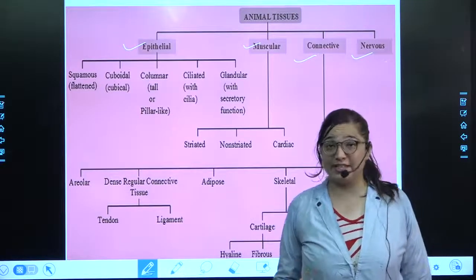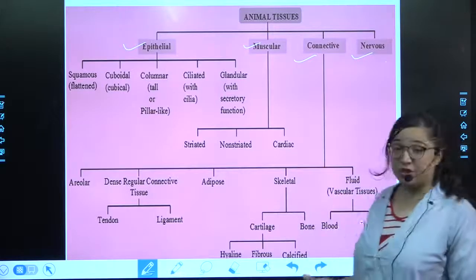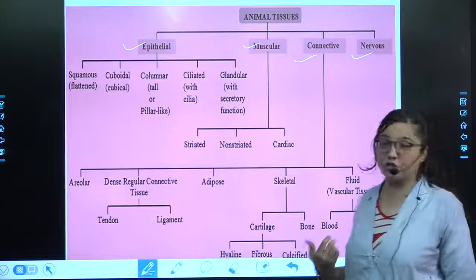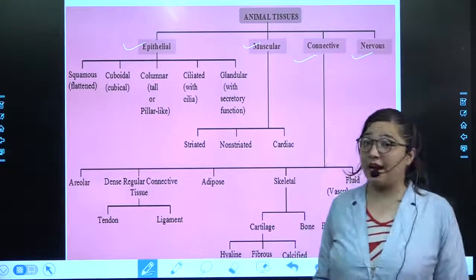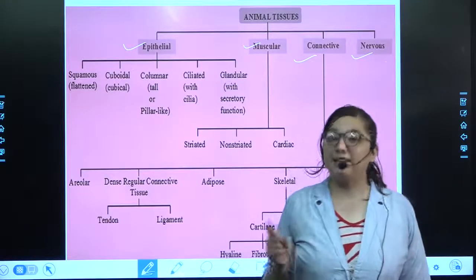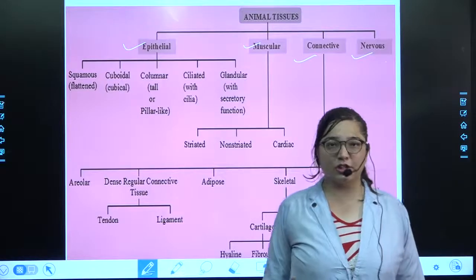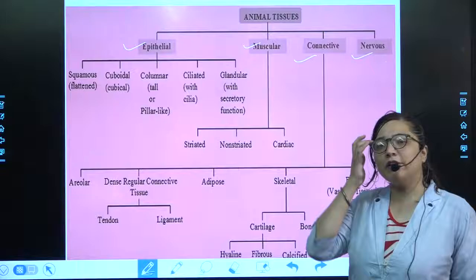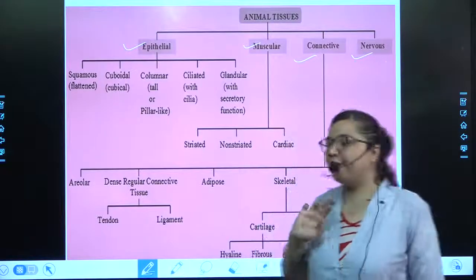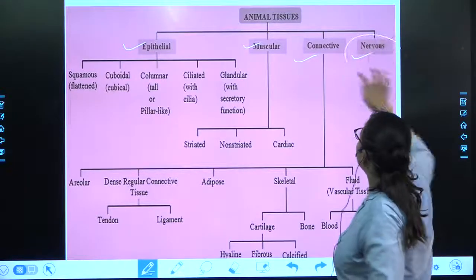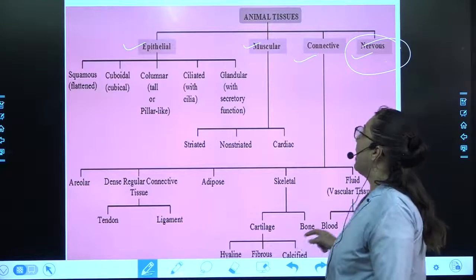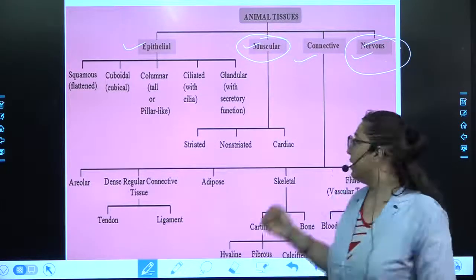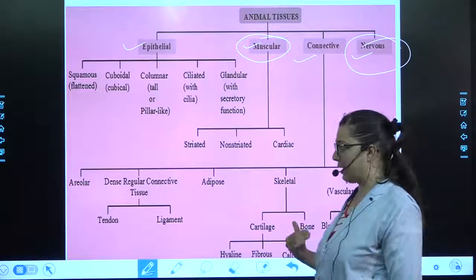Which are those 4 basic types? Epithelial tissue, muscular tissue, connective tissue and nervous tissue. What we started with? We started with nervous tissue. Try to recall. After that we did the muscular tissue, that is striated, non-striated, cardiac.